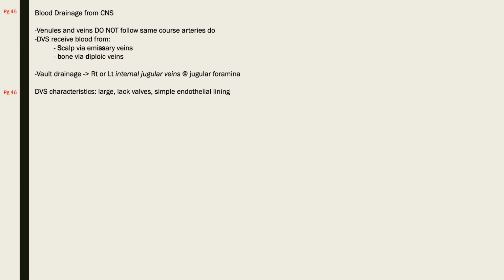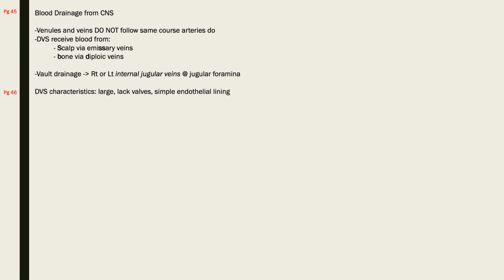And then number 5 says the vault drainage is into the right or left internal jugular veins at the jugular foramina. So that's the end game. We're going to talk about all these dural venous sinuses throughout the cranial vault. Where they all eventually end up leaving is the internal jugular vein. So make sure you know that. The difference between the blood supply and the blood drainage is the drainage leaves through these internal jugular veins.